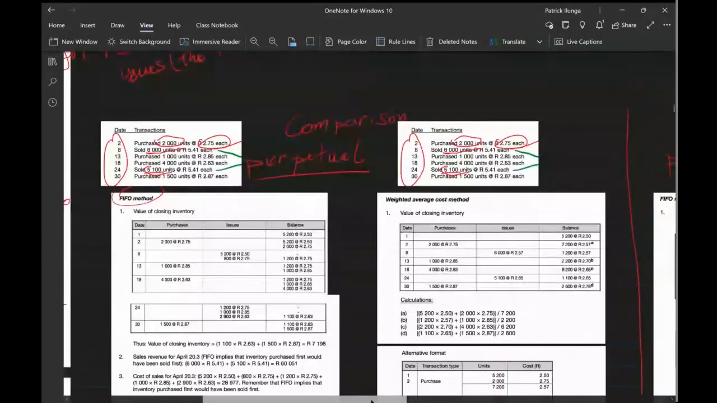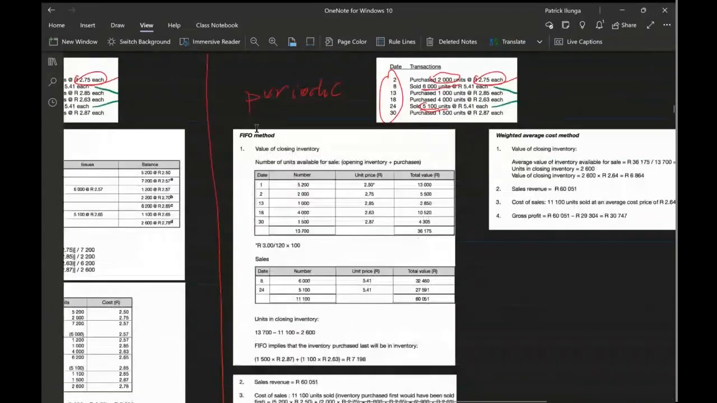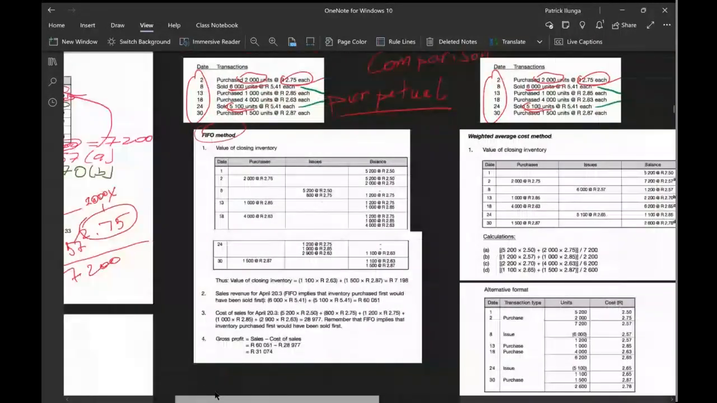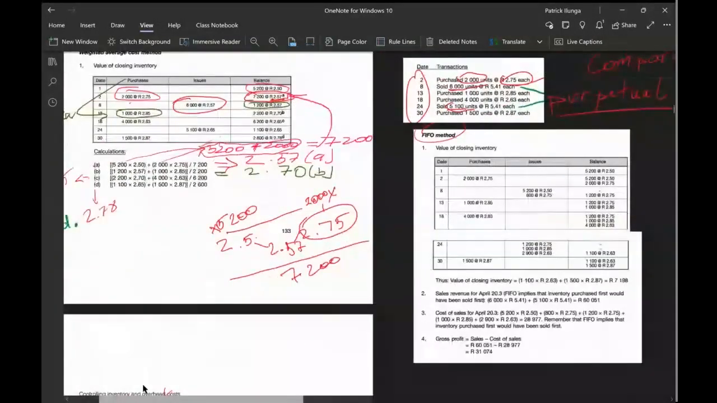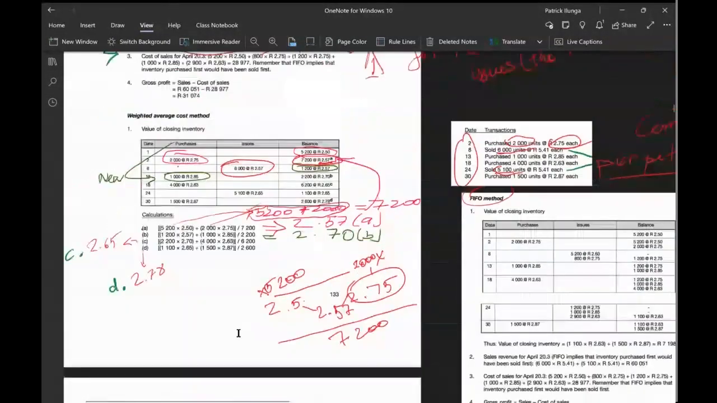And then for the periodic inventory system, here again, I have provided you for the FIFO method and for the weighted average cost method. Cool, to practice this. If there is anything you are struggling with, anything that doesn't make sense, all the calculations are in, everything is explained.